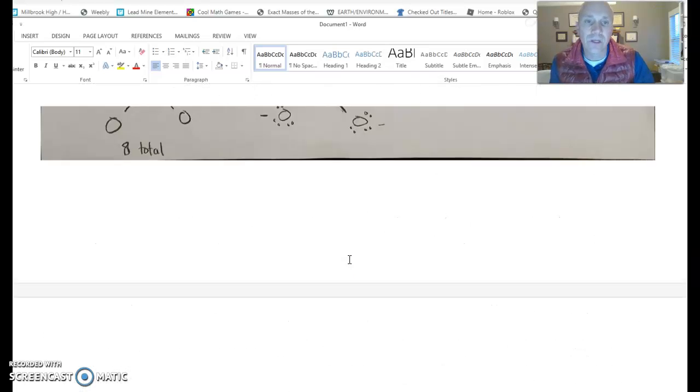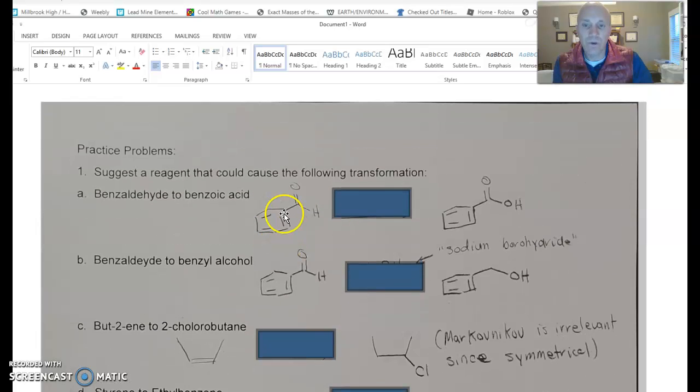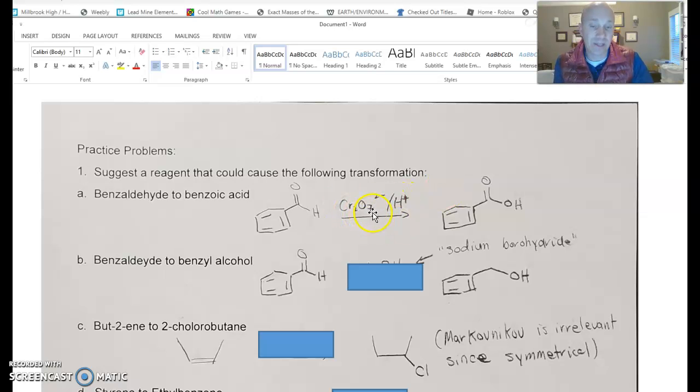So going back to the problem that we had, we're going from an aldehyde to a carboxylic acid. That's an oxidation, so the appropriate reagent would be acidified potassium dichromate, which you can abbreviate like this. Next, going from an aldehyde to an alcohol. Again, if you go back to that bit of notes I gave you, an aldehyde to an alcohol can be done with sodium borohydride. That's a reduction.